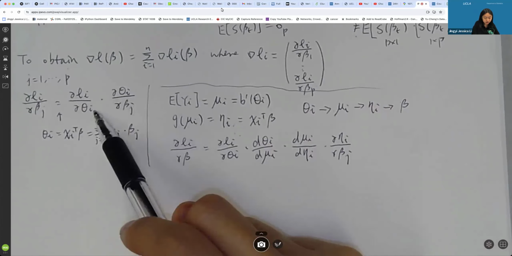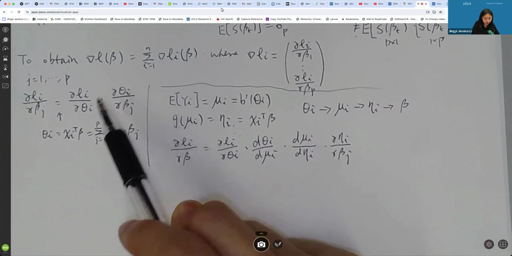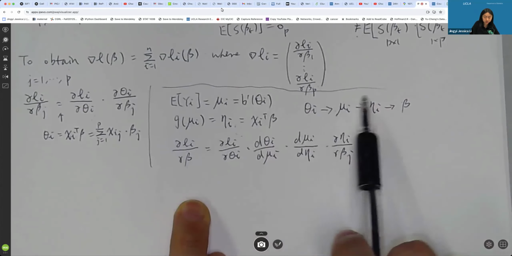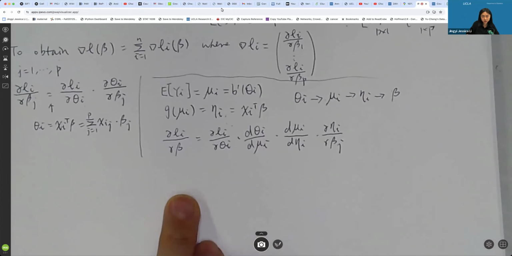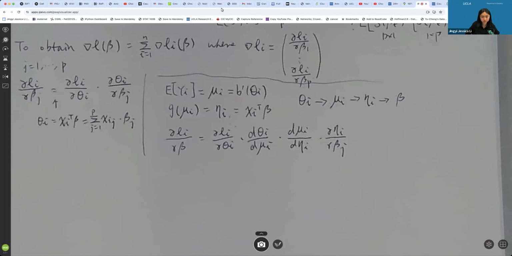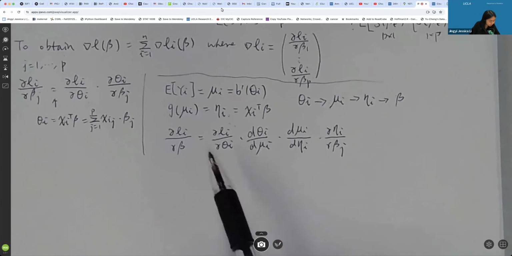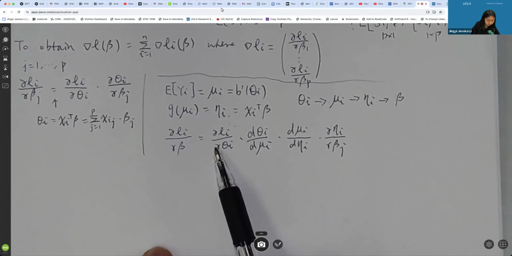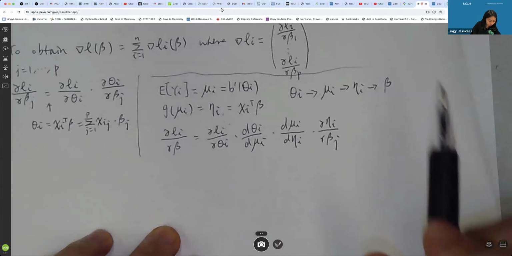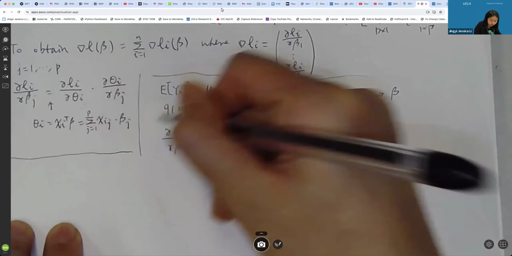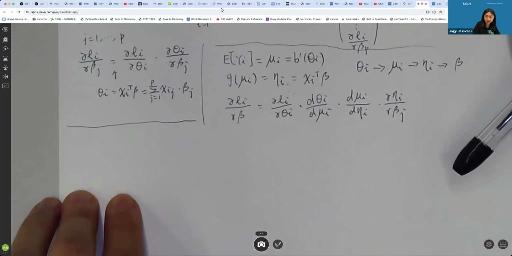While on the left, I skipped the middle steps because I set theta I to eta I. So I skipped the middle steps. But let's just talk about the general form for now. To get this gradient, we will calculate each element specifically. So let me just move down here. We will do one term at a time.